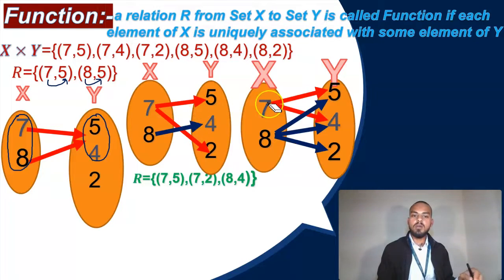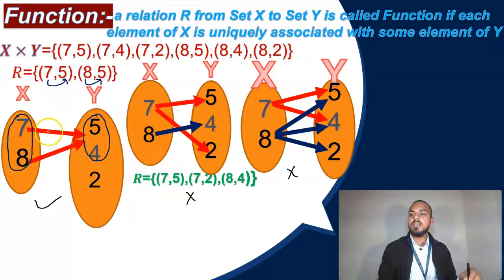You can also observe these examples and easily say that all the elements of set X are associated with all the elements of Y, but here unique association is not possible. So this is also a relation but not a special type of relation. This is a relation but not a special type of relation, and this is also a relation but not a special type of relation. So here we have only one special type of relation.